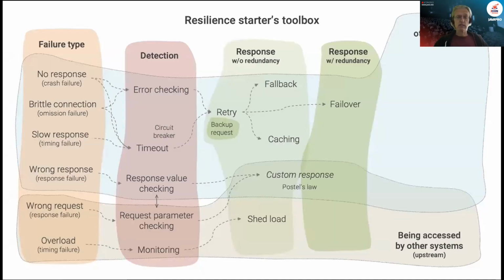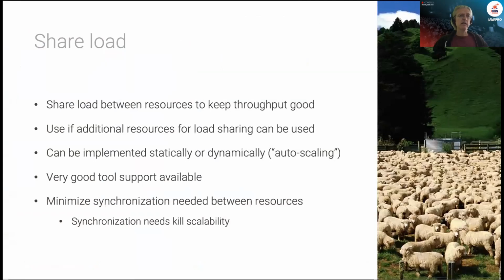And if we have redundancy, we have to share the load, which we know as scaling. The name of the pattern is just different. So we share the load. If we figure out that we cannot handle all the requests on our own, fire up another instance and share the requests. Load balancers can do that for you. You can do that statically or dynamically. Most cloud environments offer auto scaling, and some service meshes also offer auto scaling. So that's quite good support available.